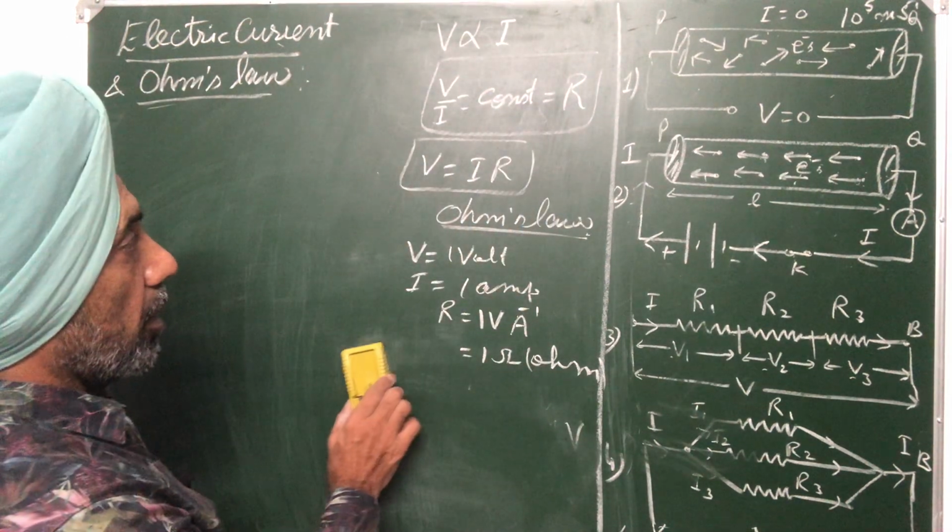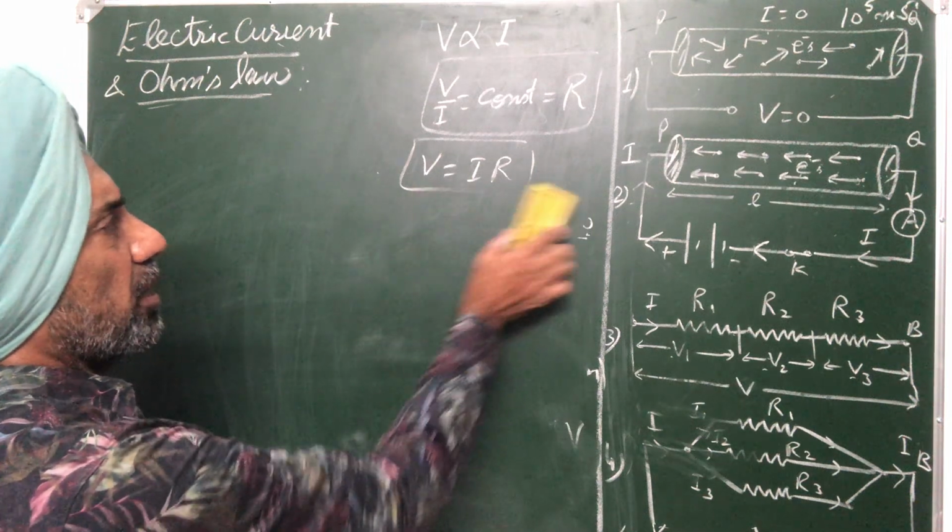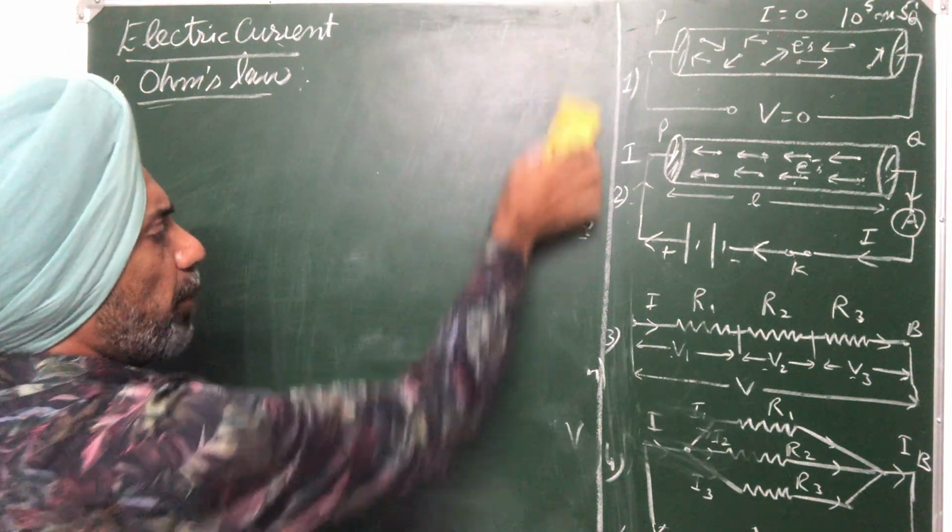Now, factors upon which resistance of a conductor depends.